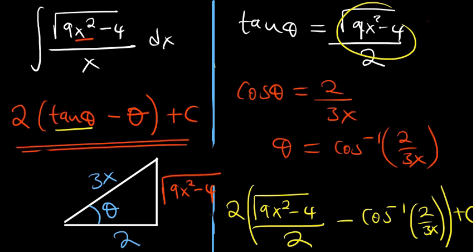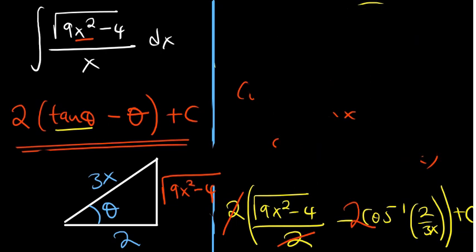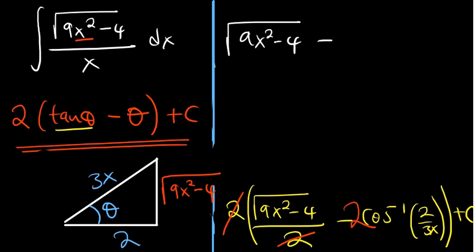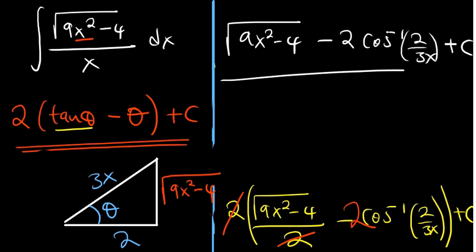If you want, you can distribute these two. And if you do, this and this will divide, and then you end up with a 2 there as your answer. Okay, so in that form, the final result becomes the root of 9x squared minus 4 minus 2 arc cosine or cosine inverse of 2 over 3x plus c. So this is how you basically work with the integration by trig substitution. Okay, so let's look at another form.